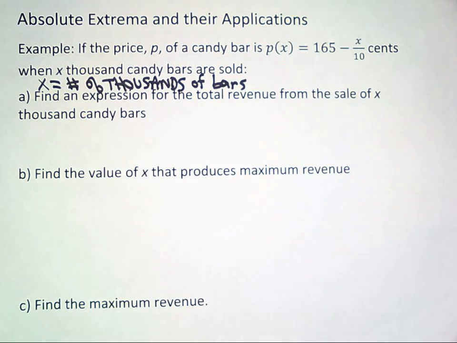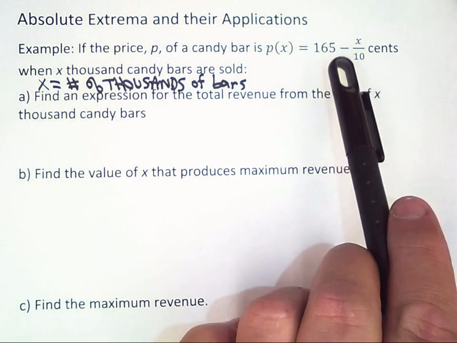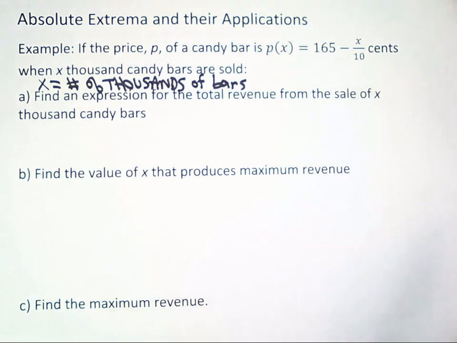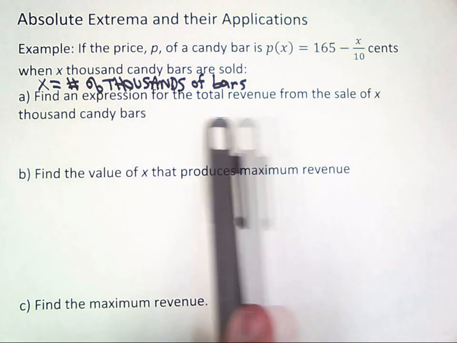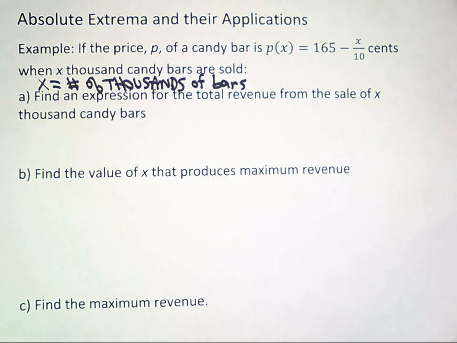If the price P of a candy bar is P of X equals 165 minus X over 10 cents when X thousand candy bars are sold, we want to first find the expression for the total revenue from the sale of X thousand candy bars.